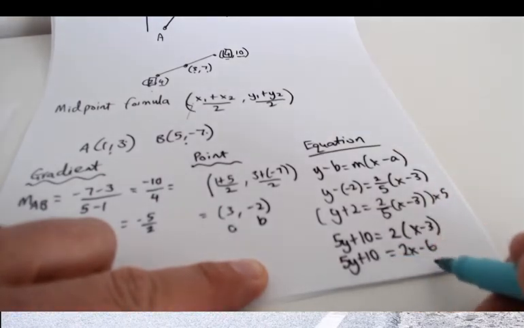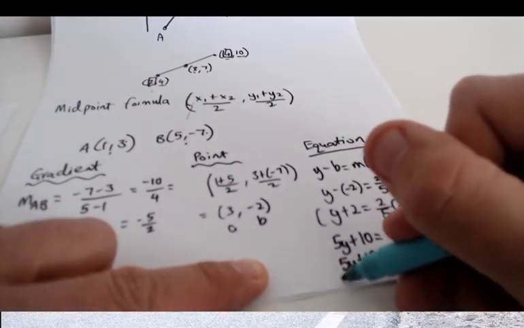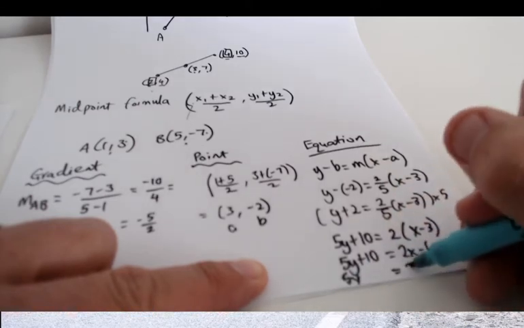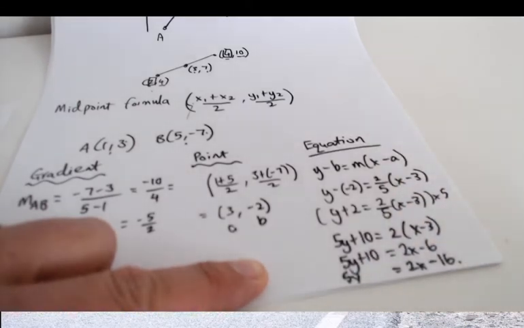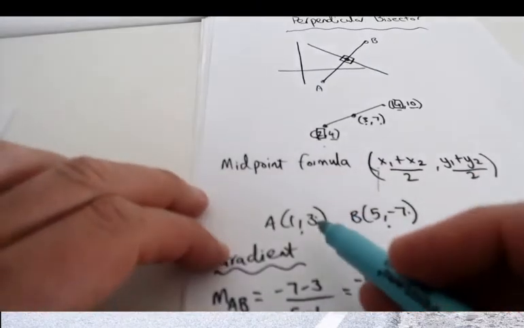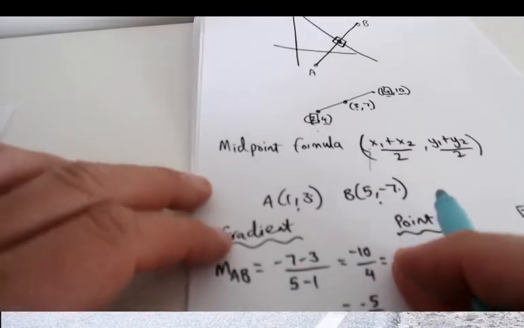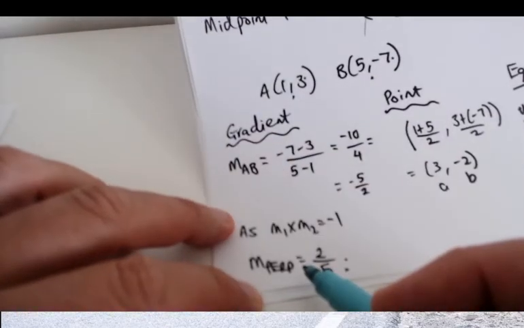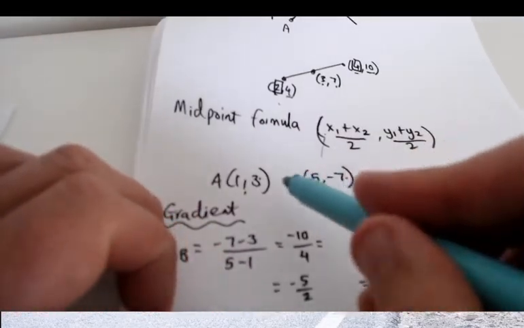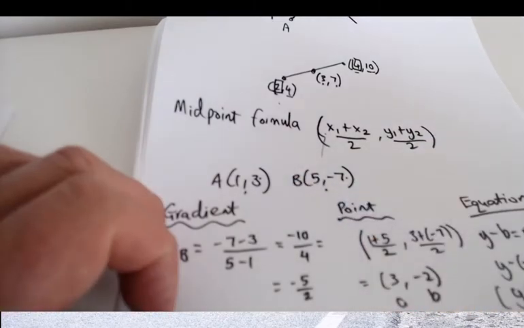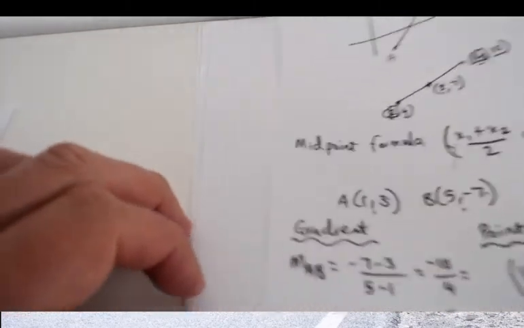I will take 10 away from both sides. I can't fit it in, but I'll just write in the answer: 2x minus 16. And that is how we find a perpendicular bisector. So we need the gradient of the line that's been given. We then need the perpendicular gradient. To get the point, you're going to get the midpoint of the 2 points given, and then we substitute that into our equation. Let's try a different example.